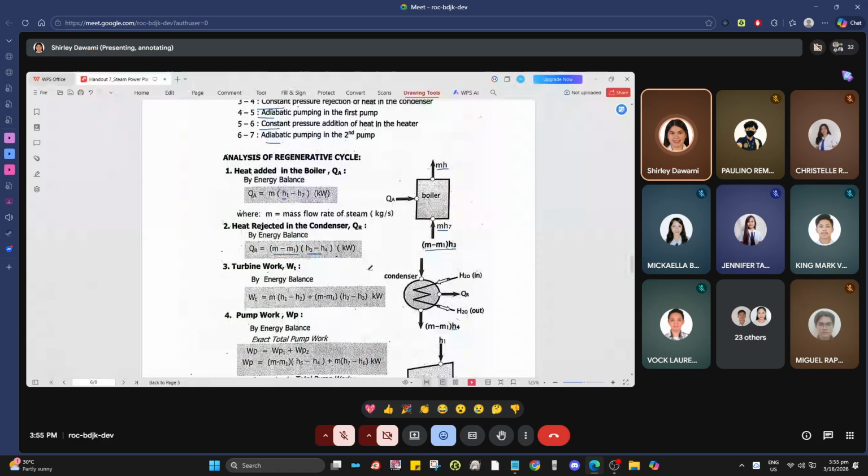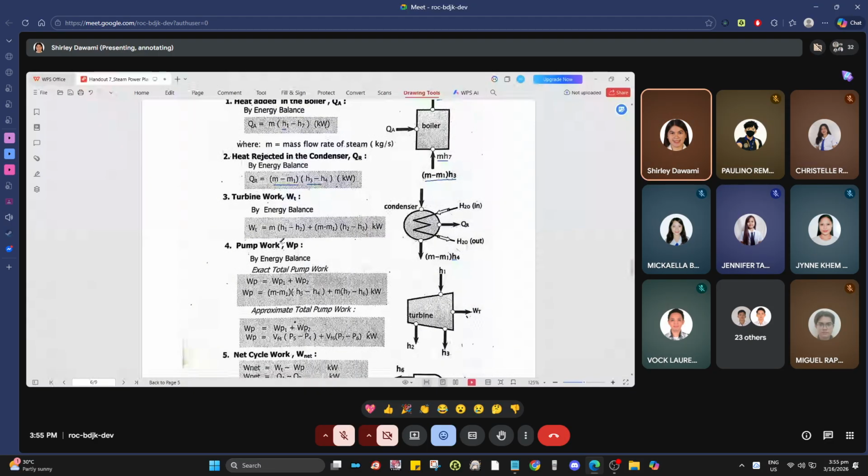For the turbine work, okay, turbine work is M times H1 minus H2. Okay, so na H1 for partial expansion, H2. Then for complete expansion, ang gigamit is M minus M1 times H2 minus H3.